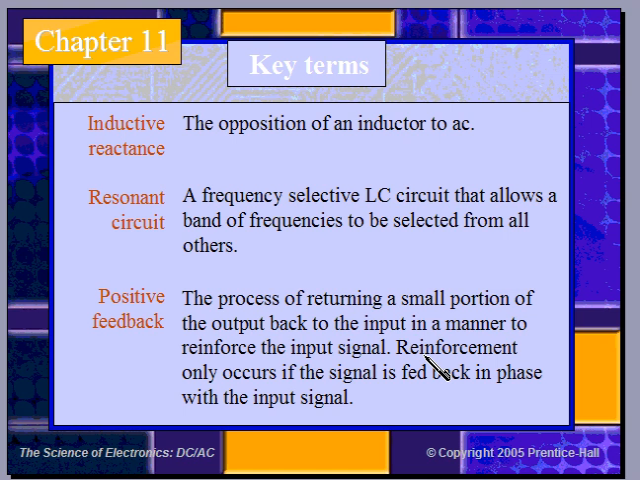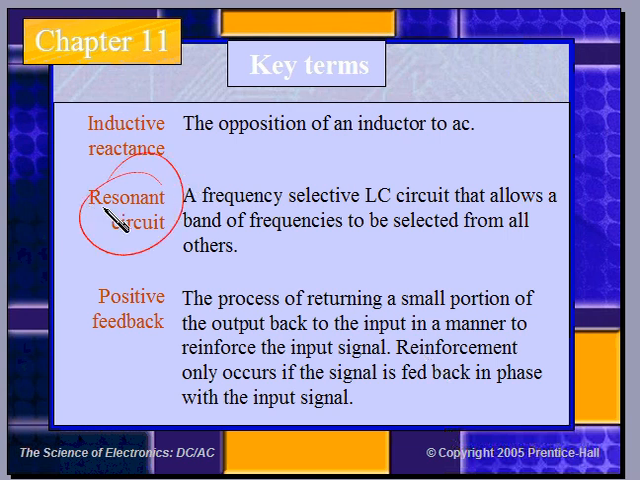Inductive reactance is the opposition to AC. A resonant circuit is a frequency selective LC circuit that allows a band of frequencies to be selected from all others. We'll talk more about that in a few weeks.